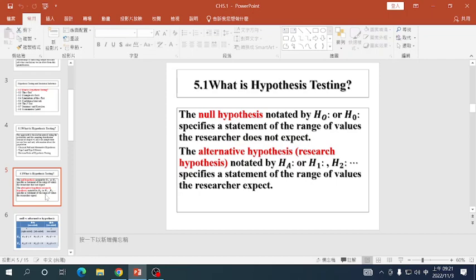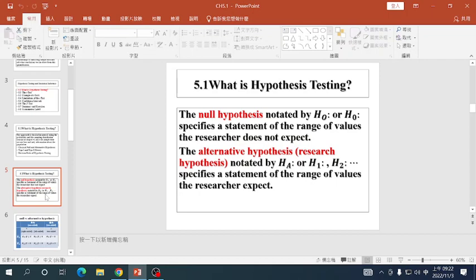So this is usually what you see in papers and articles. If they use H0, then for the alternative they may use HA. And if they use H0 as the null hypothesis, then H1 or H2 may be their alternative hypotheses. So they are matching. Okay? And remember, the alternative hypothesis is the research hypothesis.